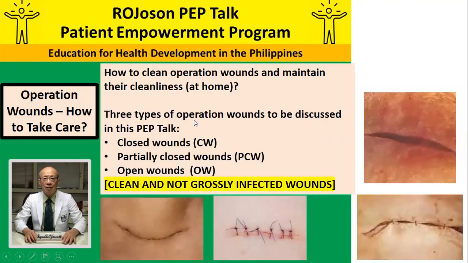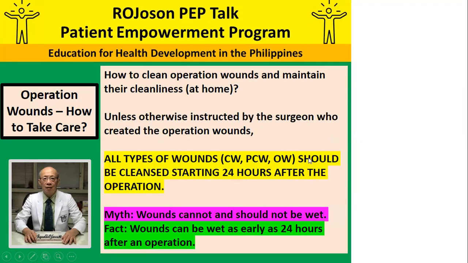So 3 types of operation wounds will be discussed here. I will just limit this to these 3 types. Now, clean closed wounds, partially closed wounds, open wounds. I will not include those which are grossly contaminated. So these are clean and not grossly infected, and the surgeon decided to just leave it open. Unless otherwise instructed by the surgeon who created the operation wound. Okay, this is the first caveat.